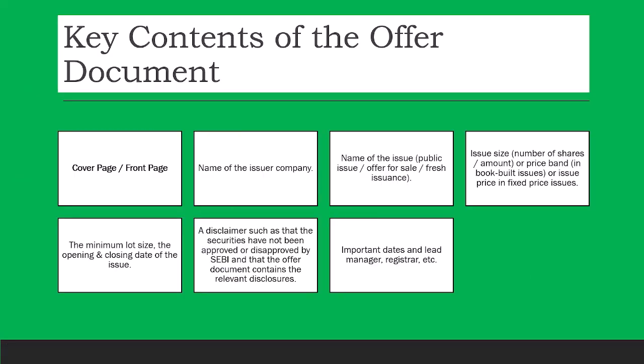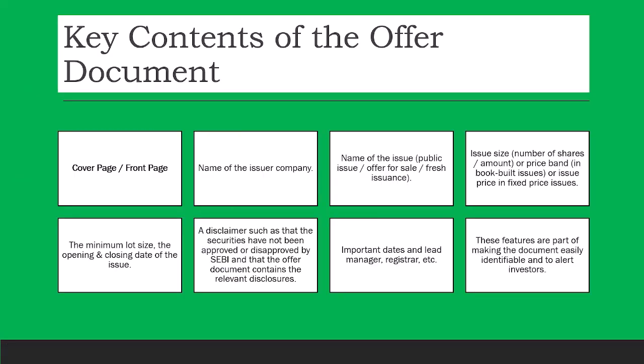So this is basically the minimum lot size, when the issue is going to open, when it is going to close, then a disclaimer that this offer document is approved by SEBI. SEBI is not certifying that these securities are good or bad. The offer contains all the information with regard to financials, risk, everything. So investors have to put their money at their own risk. SEBI is just approving that they have declared everything and met the norms, and only then is SEBI going to approve the offer document.